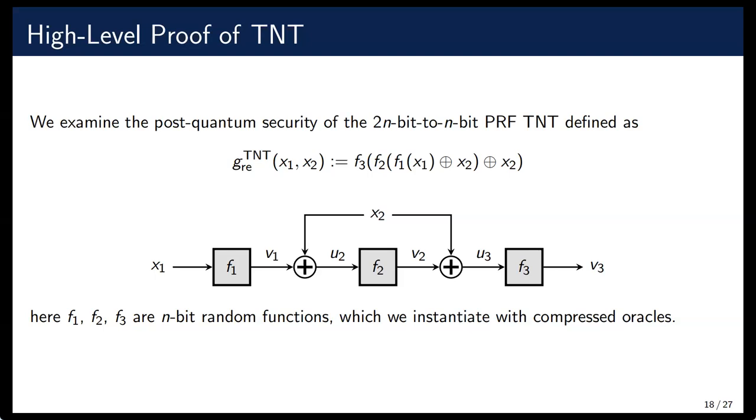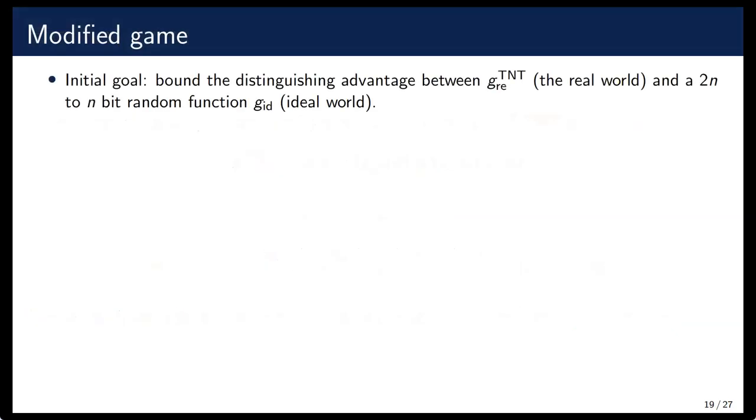So I'll give a very high level proof of ENT. We recall that the following construction in the figure is the one for ENT. Here, F1, F2, and F3 are n-bit random functions instantiated with the compressed log displacement. So our initial goal is to bound the distinguishing advantage between a real world with the ENT construction and a 2n-bit random function GID. But in the Chung et al. framework, we will have to track some component functions, but the Chung et al. framework can only handle a single database. So we have to create some workaround.